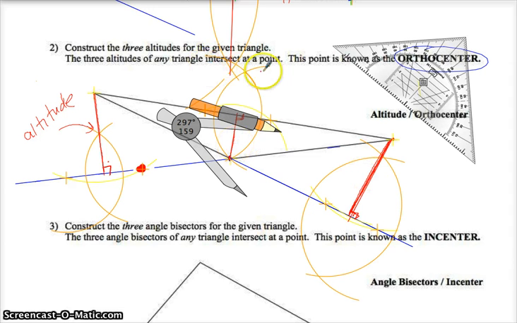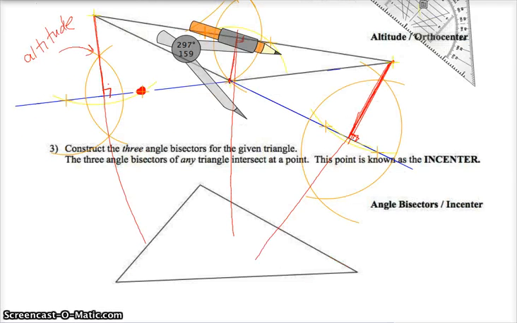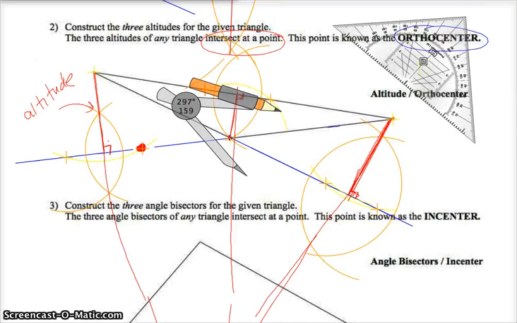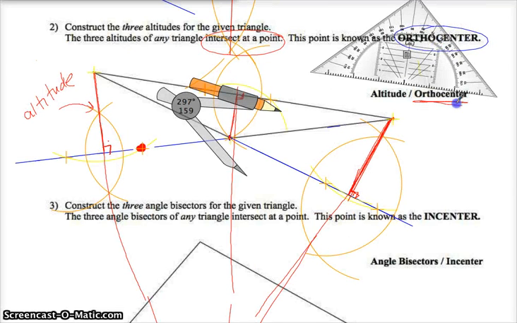But actually, if we continued them, they would intersect at a specific point. So you would continue these, and eventually way down on your paper, very, very far down, maybe even off your paper, those three would intersect. Okay, and where they intersect is called the orthocenter.